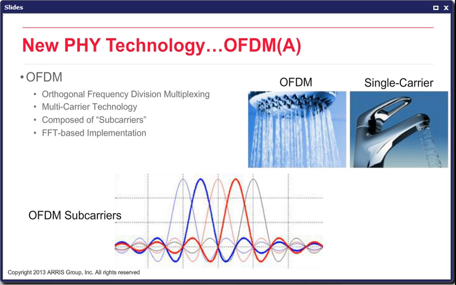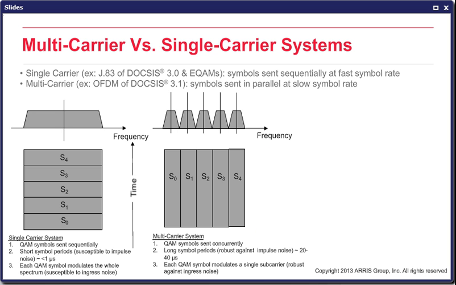To go one level deeper about the difference between multi-carrier and single carrier systems, I show this graph where the single carrier system is shown on the left side and the multi-carrier system is shown on the right side. You can see that symbols are sent sequentially in the single carrier system, and since each symbol modulates the whole channel bandwidth, the wide spectrum, the duration of each symbol is small.